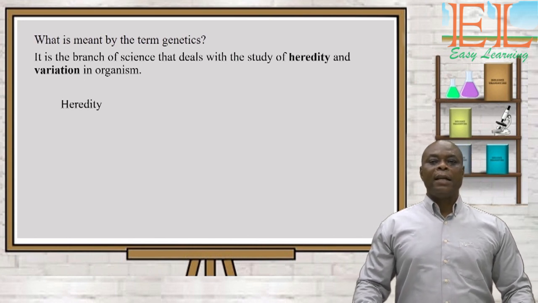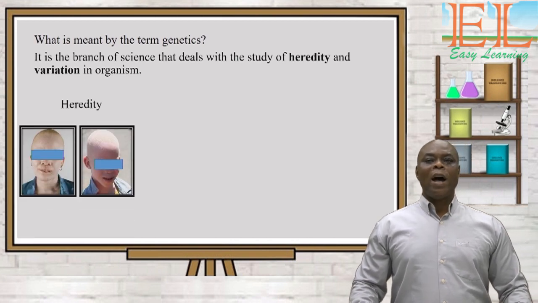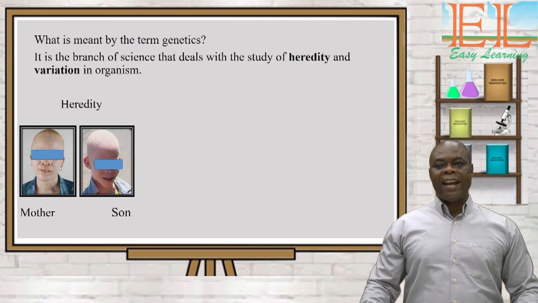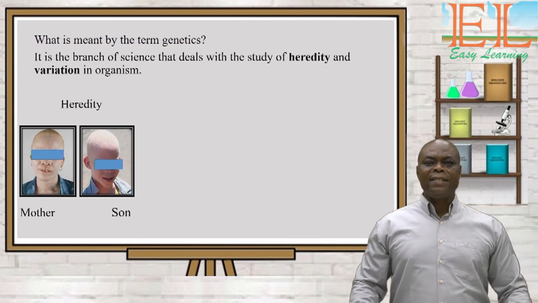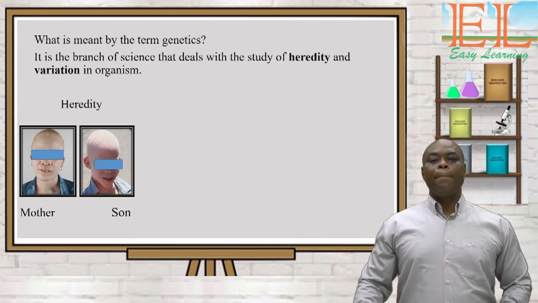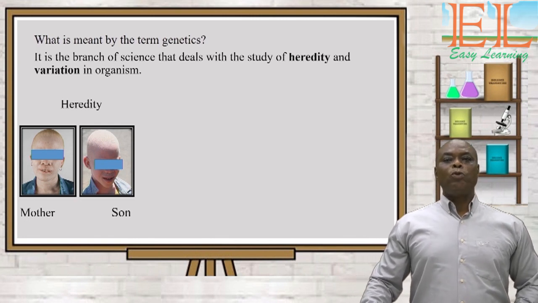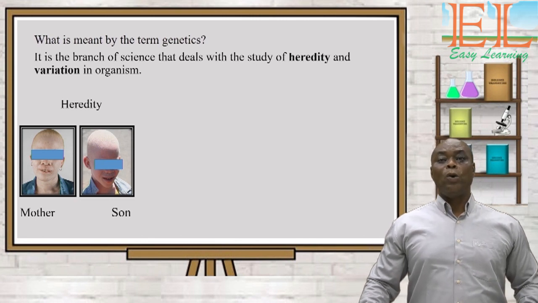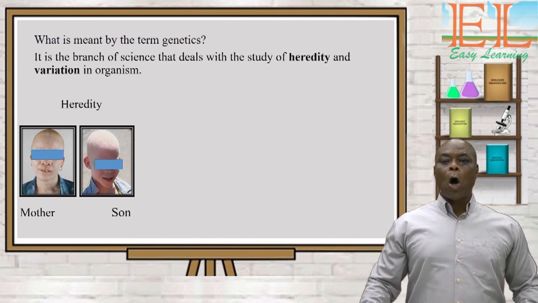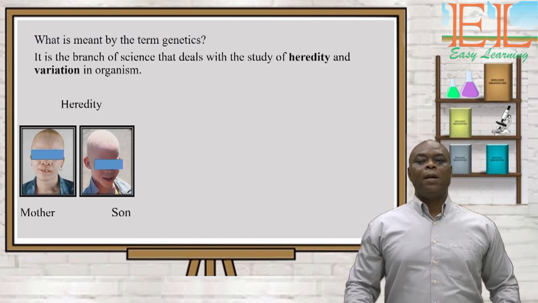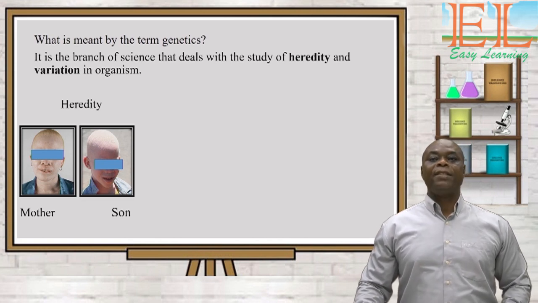Now let's look at the two persons on your screen. They are both albinos. One is the mother and the other is the son. The mother, being an albino, transferred the albinism to the son during birth. That is inheritance. When we come to our homes, we may look like our parents. Some of you are tall, some of you are short. All those characters were transferred from our parents to us, and that is what is meant by heredity.